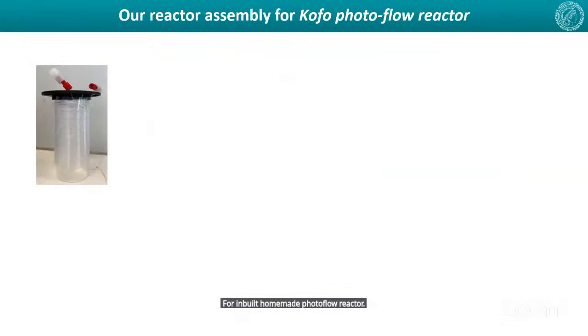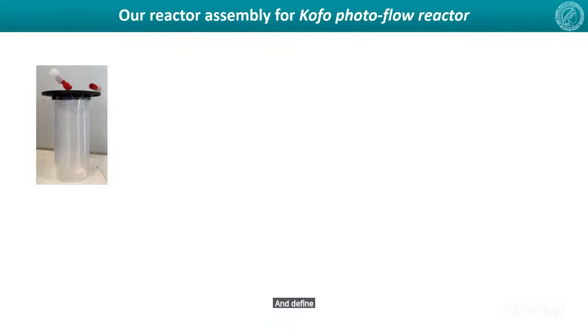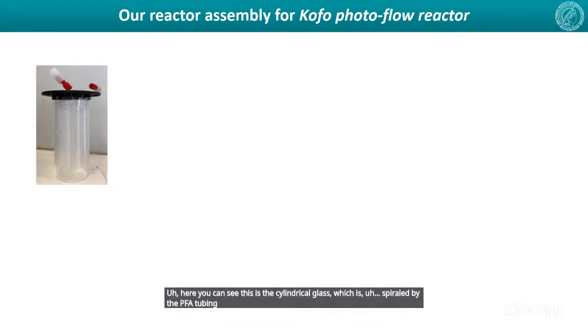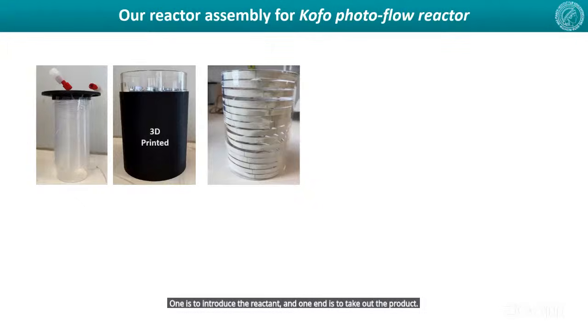For that reason, we took the help of glass blowers and the fine mechanics team in order to do the 3D printing. Here you can see this is the cylindrical glass, which is spiraled by the PFA tubing, and there are two ends. One is to introduce the reactant and one end is to take out the product. Another component is 3D printed. This provides support for keeping the cylindrical glass.